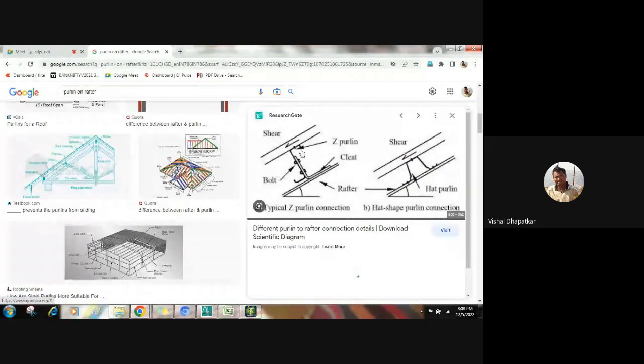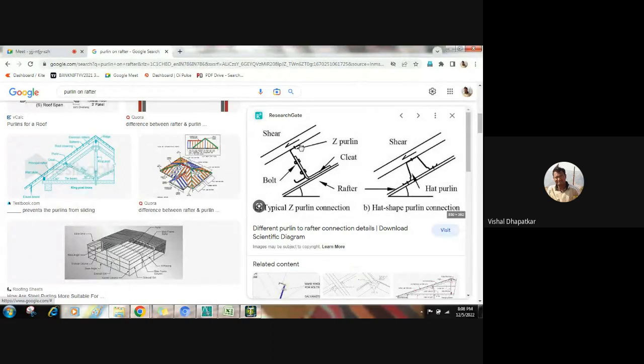See, here you can see this is Z purlin, right? This is Z purlin. It is connected with this cleat angle, with a small cleat angle. So we should not consider its advantage for the rafter design. We should not. Okay, sir.